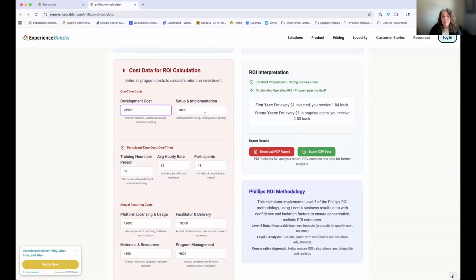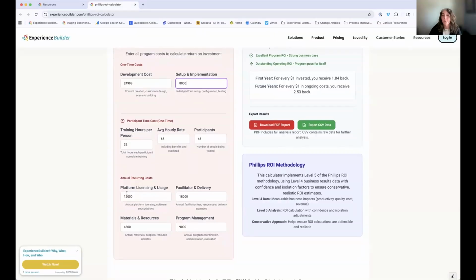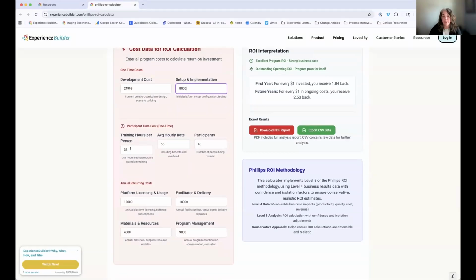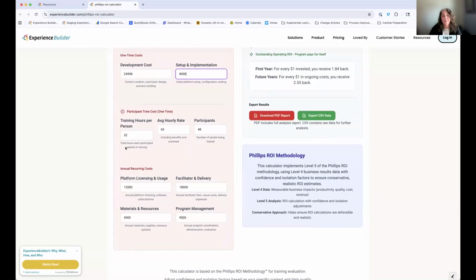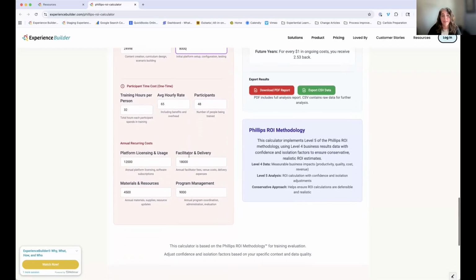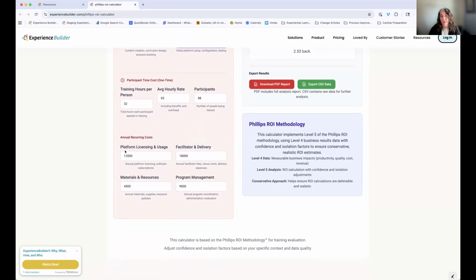And then, of course, you have here where you can put your costs in. You put in development costs. So your one-time cost, development for setup and implementation. Again, the calculator doesn't care about whether you put it here or here. It does care about whether you put it in one-time costs versus annual recurring. Then you have your participant one-time costs. So this is your total hours each participant spends in training. And you can put an average hourly rate in there. And then how many participants, number of people you expect to train. And then finally at the bottom, these are those annual recurring costs that we went over: platform, facilitator, materials, etc.